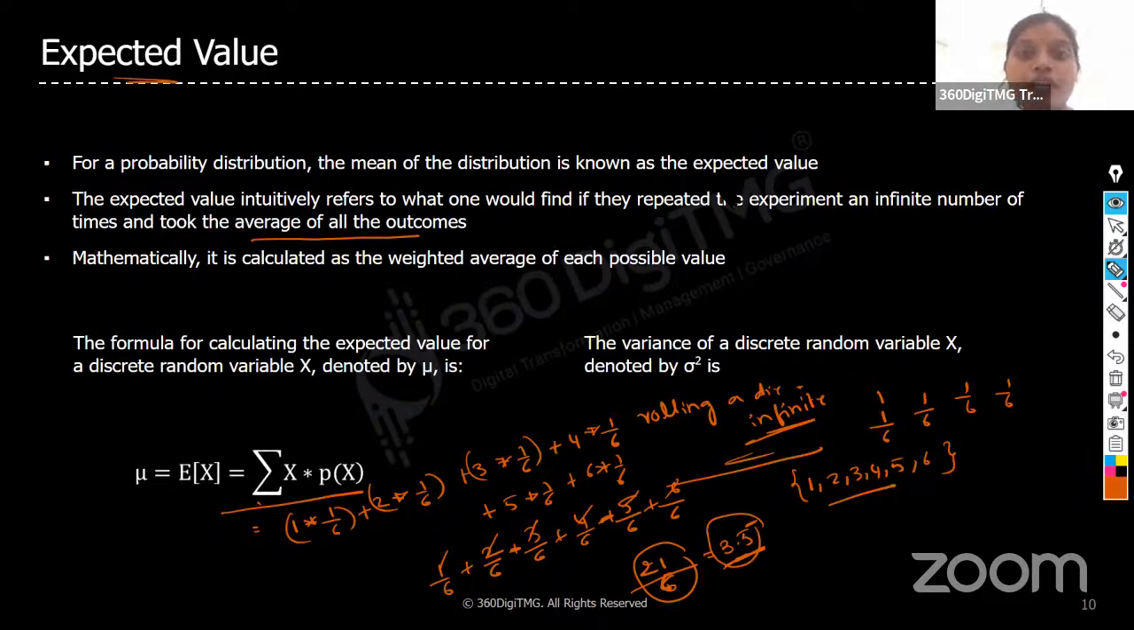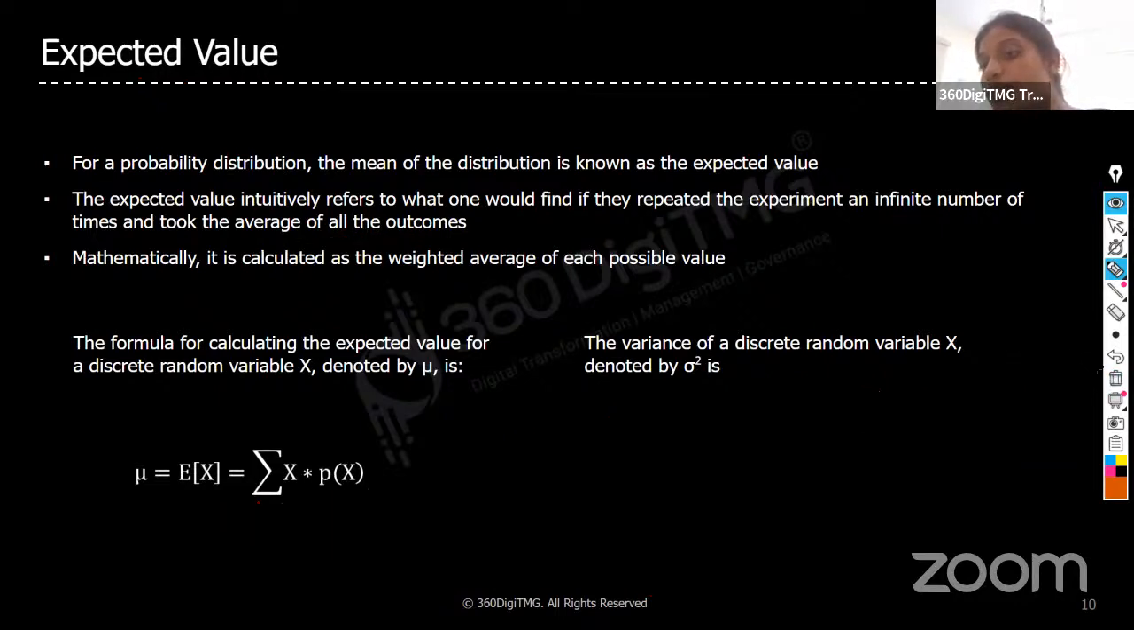So expected value is nothing but, for a probability distribution when we do an action an infinite number of times, the average of all the outcomes that we can get. Here I've taken an example, rolling a die an infinite number of times, and I got the average of all the outcomes with the expected value formula, which is 3.5. So this is about the basics of the first moment of business decisions and the second moment.